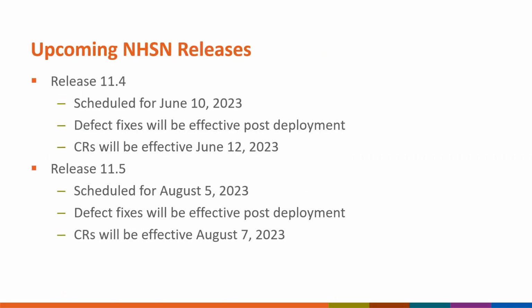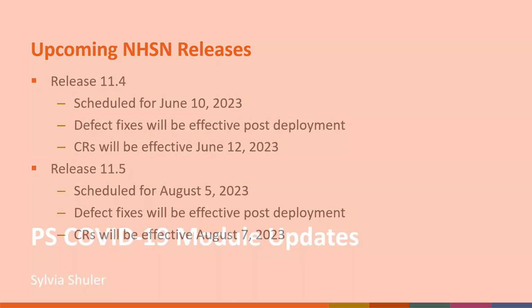So we just had our release 11.3 on April the 14th. Our next scheduled release is June 10th, release 11.4. We will have defect fixes that will be effective post that deployment, and our change requests, new requirements will be effective June 12th. Following the 11.4 release, we have our release 11.5, which will be scheduled for August the 5th. And again, those change requests will be effective on that Monday, August the 7th, and the defect fixes will be effective post deployment.